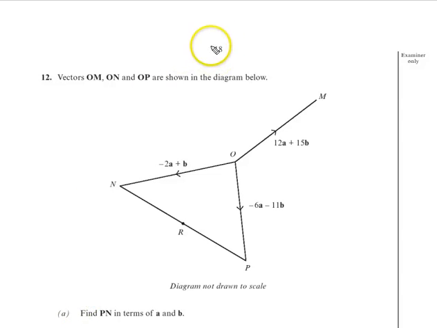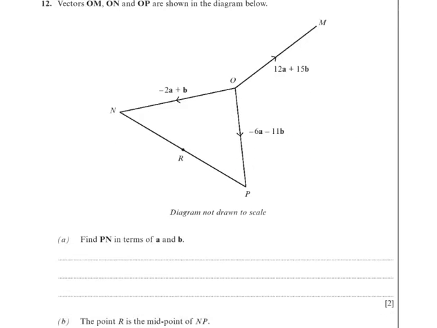Okay guys, page 18 now. We're on question 12. Vectors OM. OM is that one in that direction. See it? 12a plus 15b. ON, which is that direction, minus 2a plus b is written as. And OP is that direction from O to P, and that's minus 6a minus 11b. We're told what they are. So they're all shown. So now what we've got to do?